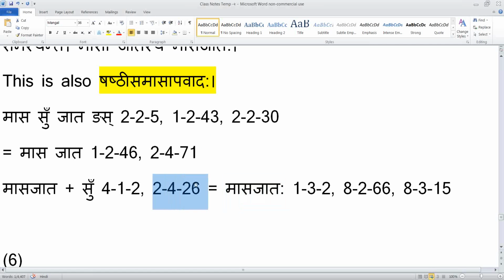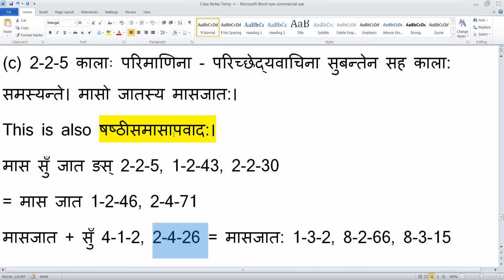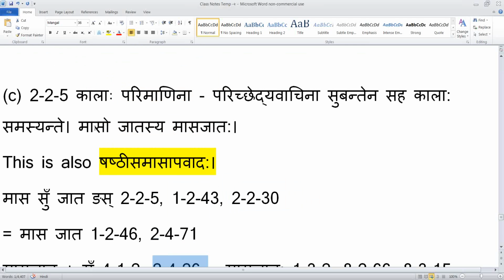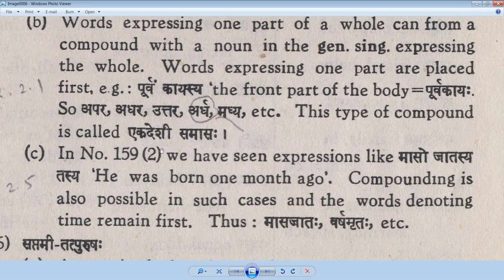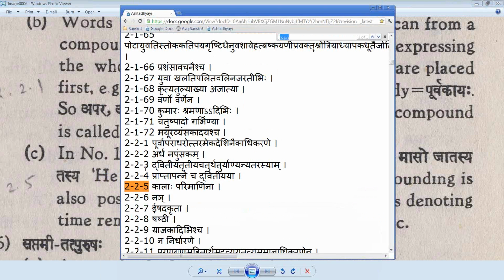This is a special kind of the ekadeshi. This is something which is being measured by the unit of time. This can also compound in this manner. This is in the book given by this one. Sorry, it's not the Ekadeshi. This is something else, not Ekadeshi Samasa. Ekadeshi was these two, when we had 221, 222, that was the Ekadeshi Samasa. This is Shashthi Apavadaha, but this is not the Ekadeshi Samasa.